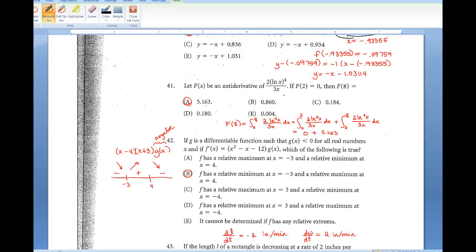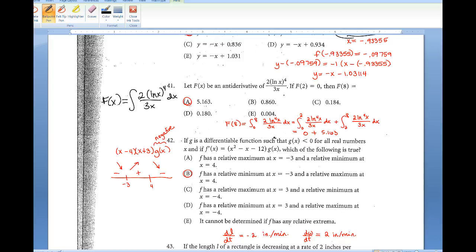Okay, so if capital F of x is an antiderivative, they're saying f of x is this. Oh, we are doing 41. Oh, good. I never did. So if we know F of 2 is equal to 0, we want to find F of 8.